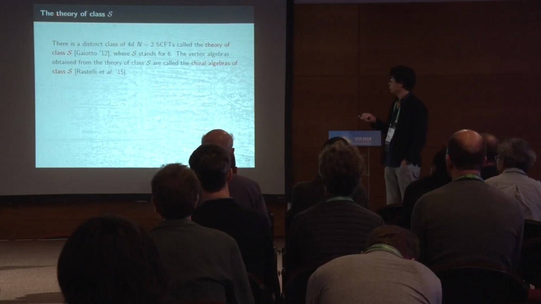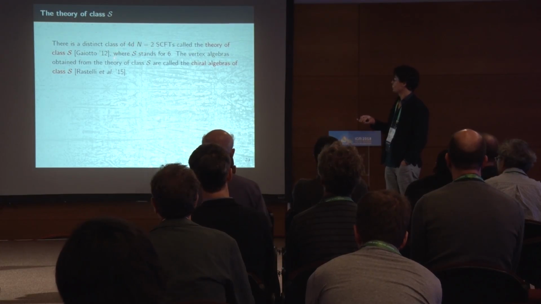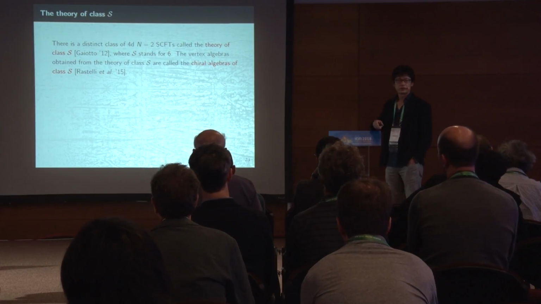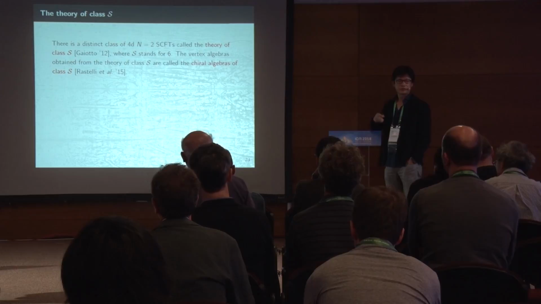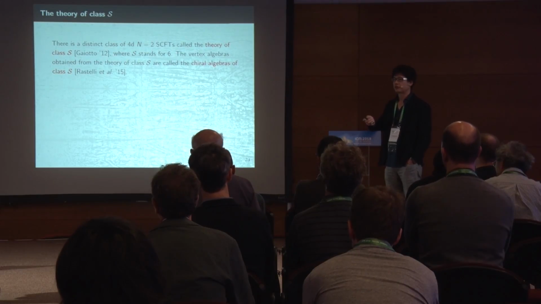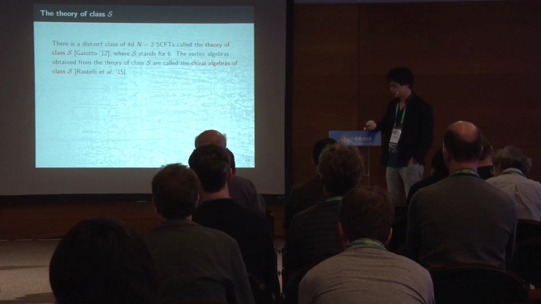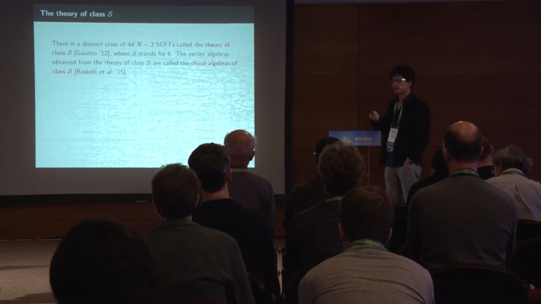Anyway, you can apply the map Phi constructed by Rastelli et al. to obtain certain vertex algebras. These form a special class of vertex algebras, and they are called the chiral algebras of class S. So this is a very interesting class of vertex algebras.